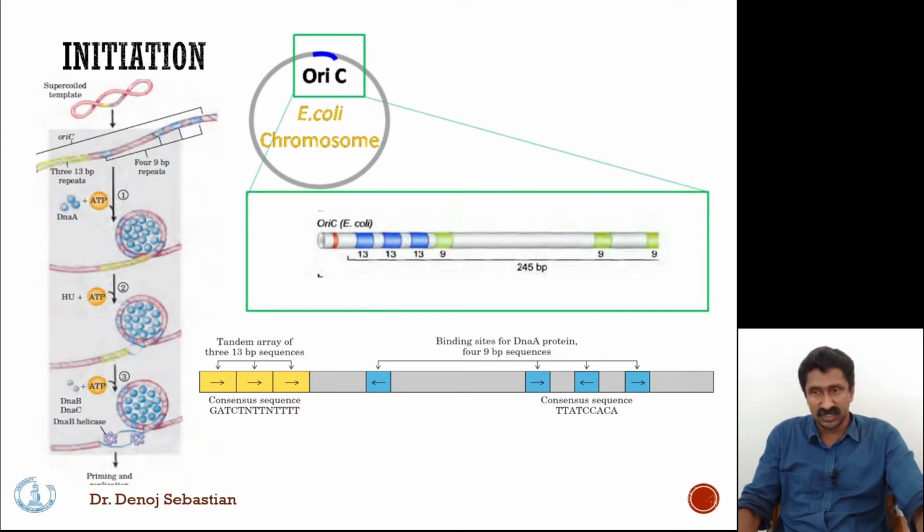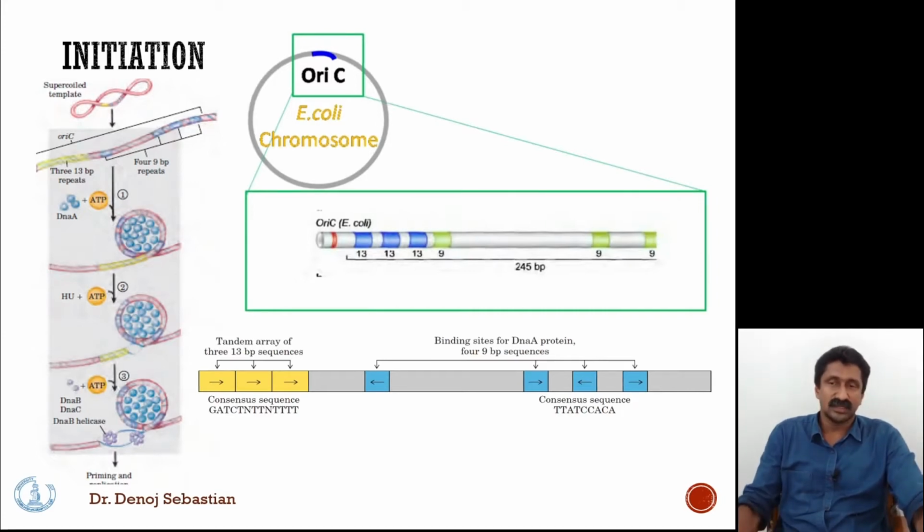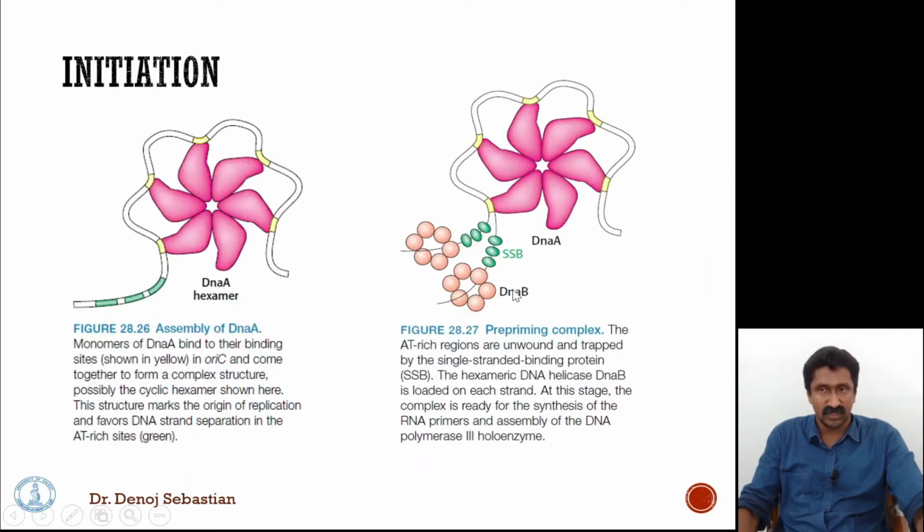Now, there are other proteins and ATP binding here, the DNA B and C, and with ATP it is binding here. And finally, this DNA B is the helicase enzyme. That DNA B is actually bound here, which produces the initial part of the replication fork. So I will show you in detail in the next slides. So this is the overall initiation process.